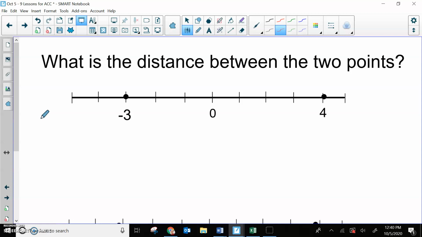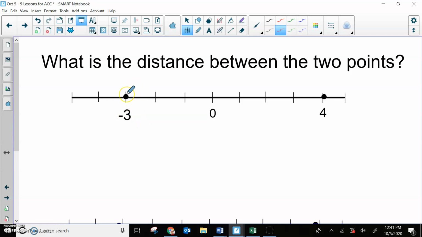Now I know we can look at this and say, oh, this is easy, it's 7, right? Because there's 3 from -3 to 0, that's the first big jump, that's 3, and then there's 4 from 0 to +4. So the answer is pretty obvious. But how do we create the equation? Because there will be other problems that are not so obvious.